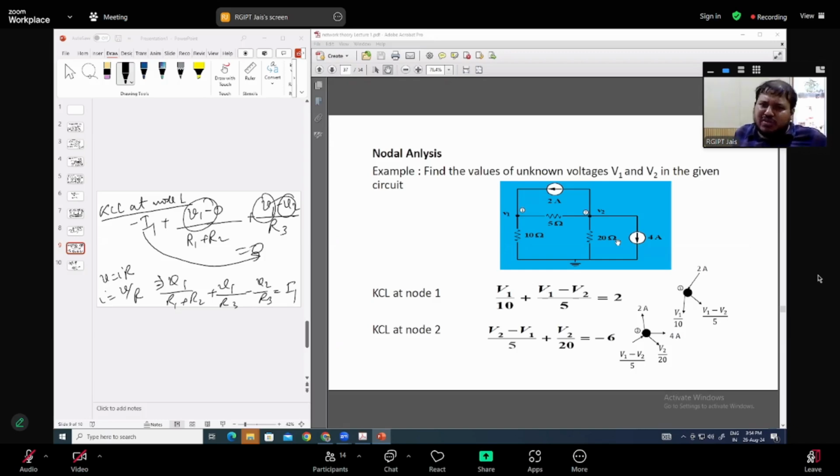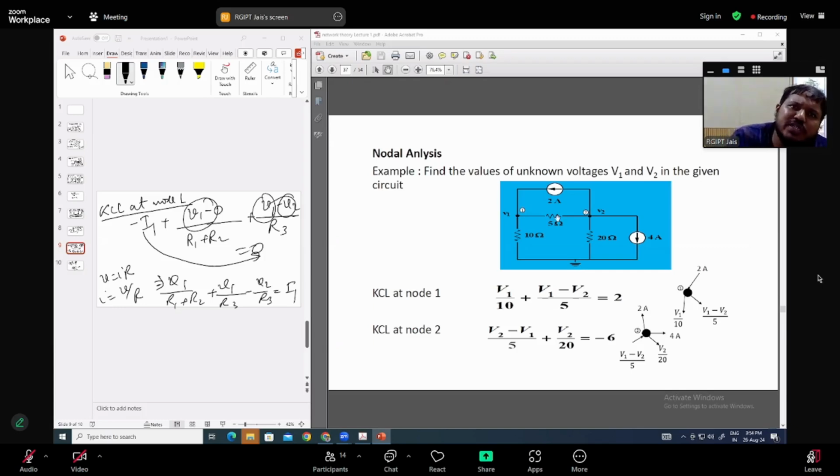First, the nodes have been identified. So what are the nodes here? Again, this is a node. It's the interconnection of multiple elements. This is a node, and this is a node. So 1, 2, 3. 3 nodes are there. Now you may ask which one you will choose as a reference node.